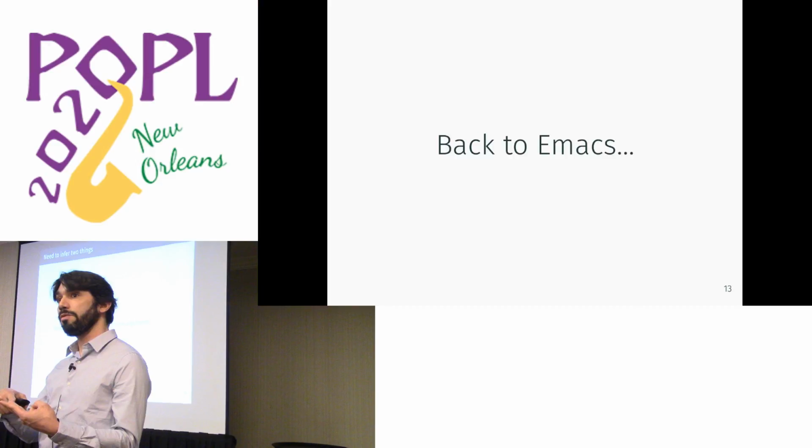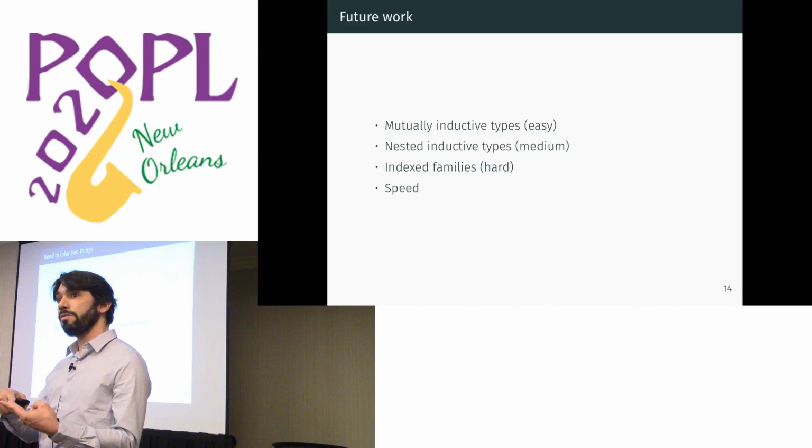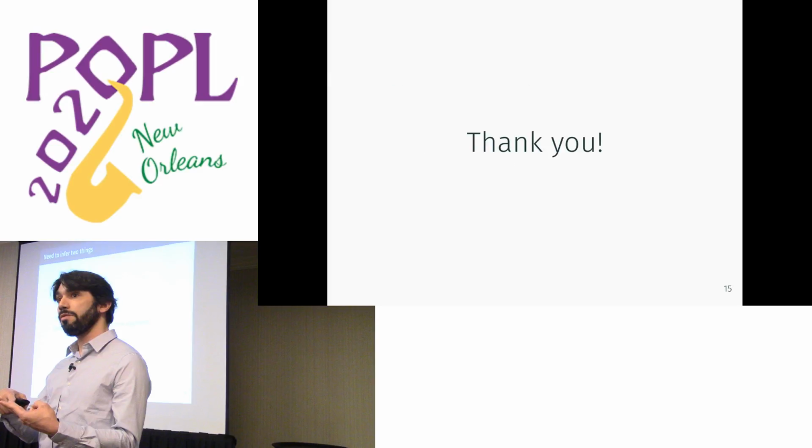So this brings us to the end of my presentation. There's a bunch of future work left to do. I'd like to support mutually inductive data types. This, I think, shouldn't be too hard. Doing other things like nested inductives or indexed families, I think, will be harder. Also, you saw that the inference of the representation is not very fast. We would like to speed this up a little bit if possible. And that's it. Thank you very much for your attention.